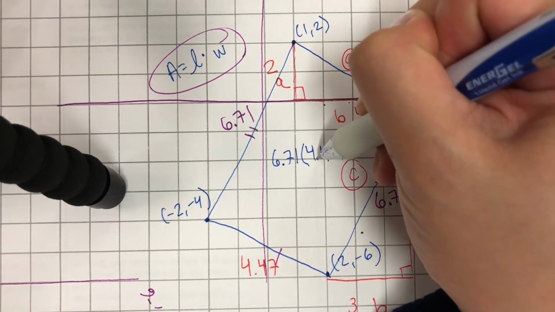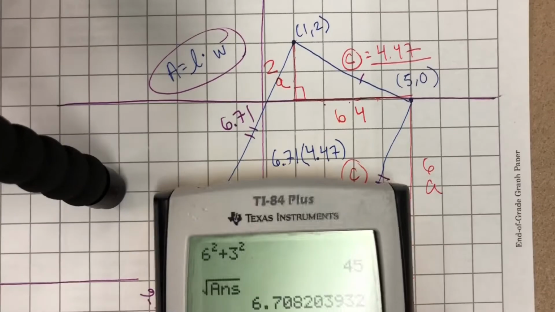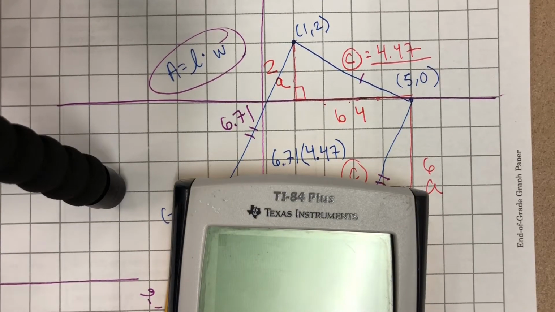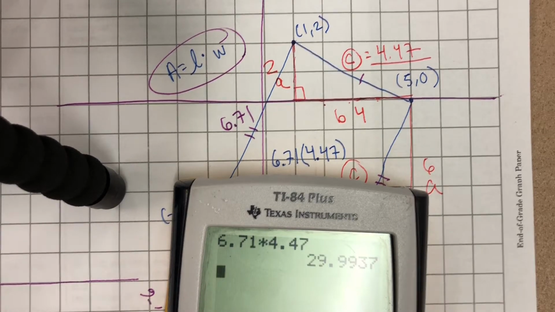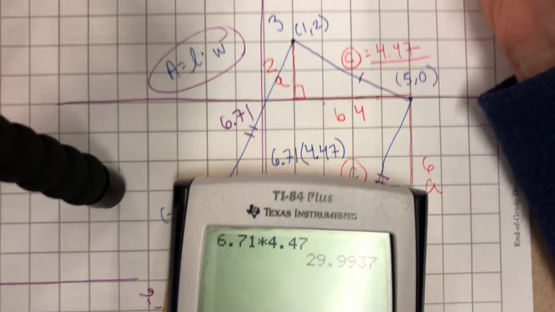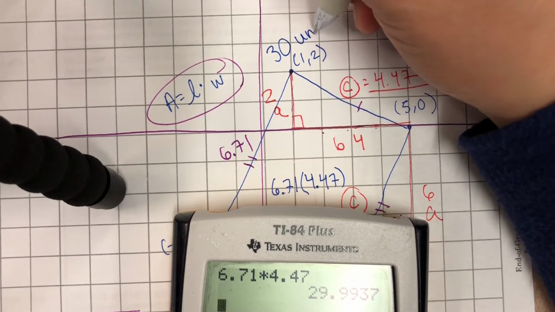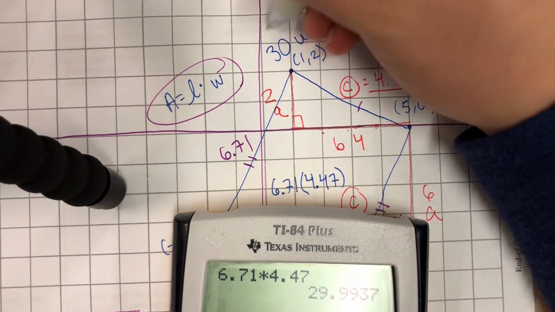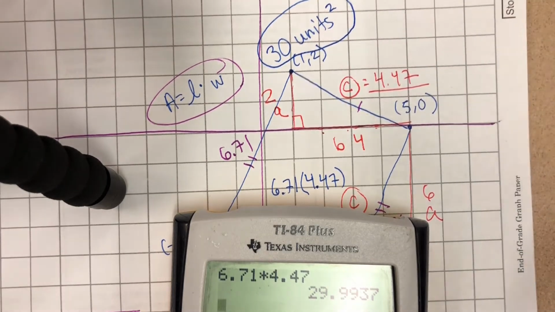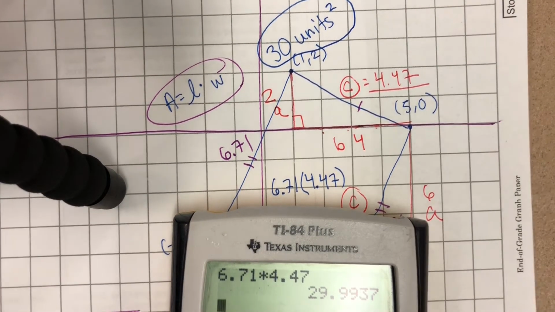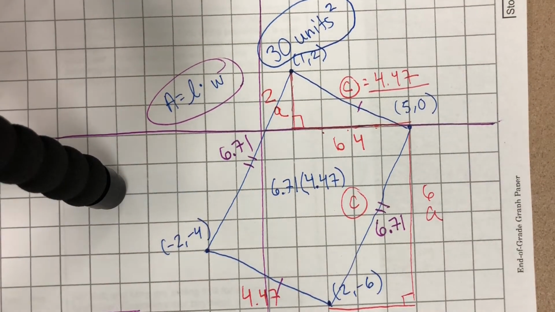Do this all on the calculator. So 6.71 times 4.47, that's going to give me an area of 29.99. I'm just going to round that to 30. And then my units, because it's area, are going to be units squared. So 30 units squared should be your answer.